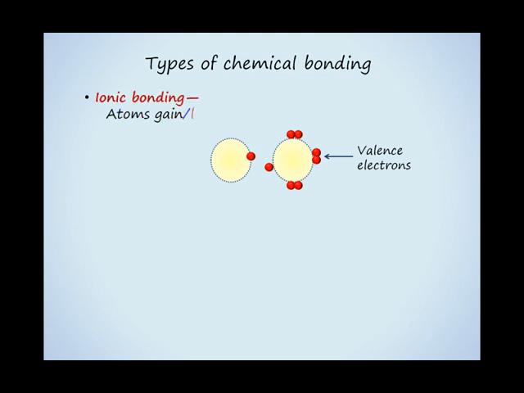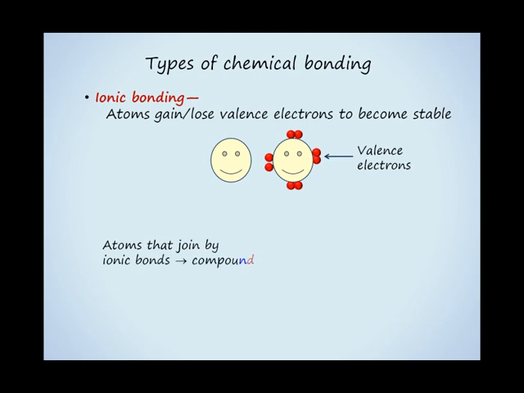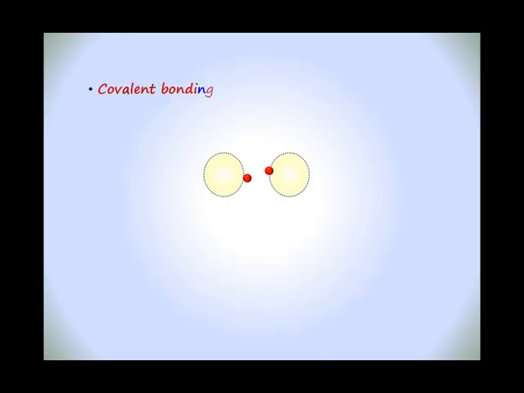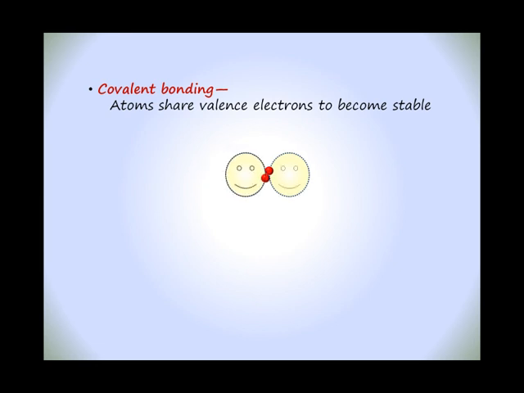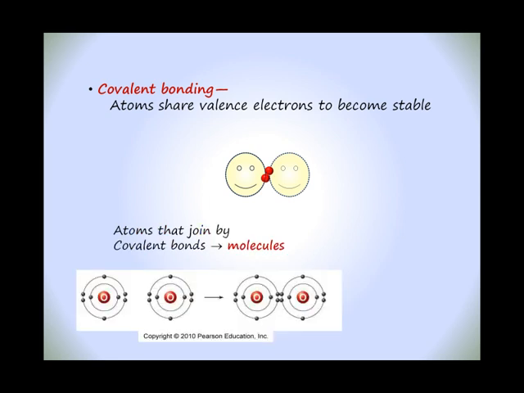In ionic bonding, atoms gain stability by actually gaining or losing electrons to attain a full outermost orbital. Atoms that join by ionic bonding form compounds. A classic example of an ionic compound is sodium chloride, which you know as salt. In covalent bonding, atoms share electrons, so they both can claim to have a full outermost shell. Atoms joined by covalent bonding form molecules. For example, atoms of oxygen join to form molecules of oxygen, which you are breathing right now.